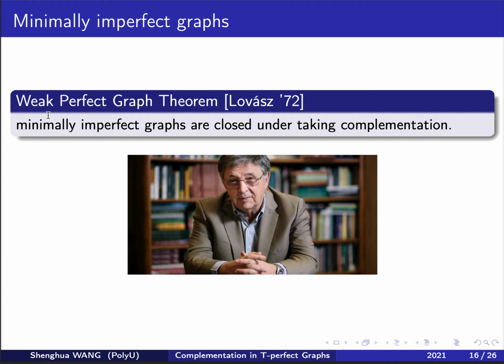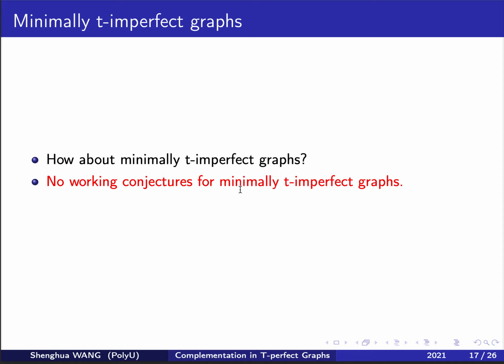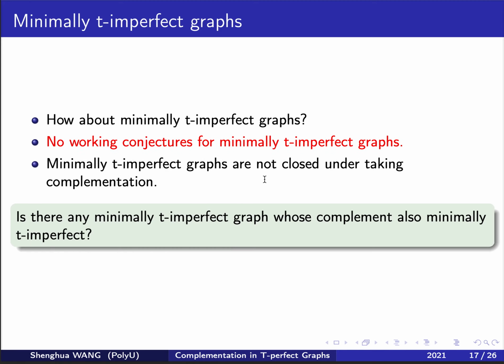Lovász proved the weak perfect graph theorem, which states that minimally imperfect graphs are closed under taking complementation. Now, how about minimally T-imperfect graphs? Unfortunately, there are no working conjectures for minimally T-imperfect graphs so far, so we don't know what kinds of graphs could be minimally T-imperfect. And based on K4, we know that minimally T-imperfect graphs are not closed under taking complementation. Therefore, we want to ask: is there any minimally T-imperfect graph whose complement is also minimally T-imperfect?